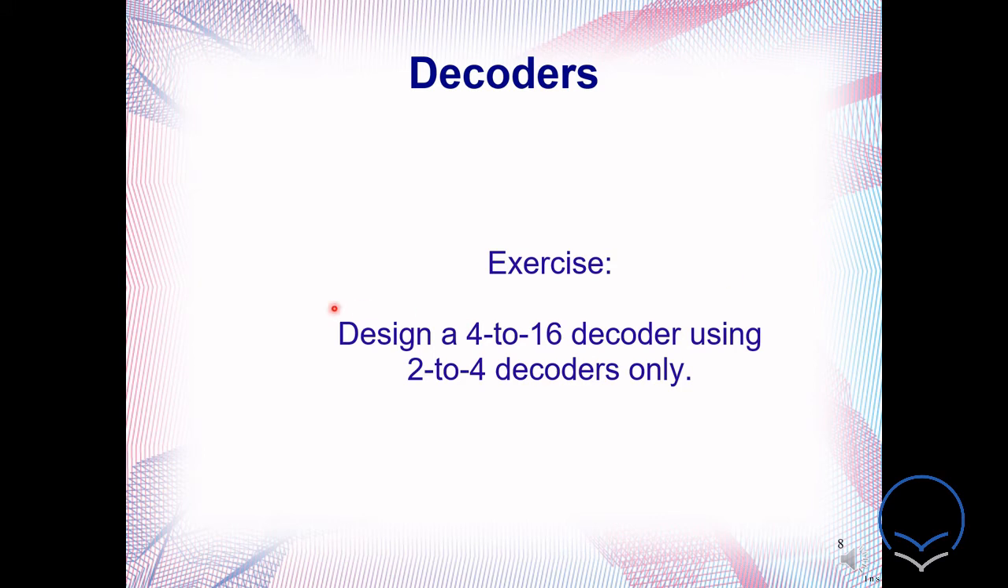So here you have a couple of exercises. All of these are your assignment. It says design a 4 to 16 decoder using 2 to 4 decoders. So you need to design a 4 to 16 decoder using 2 to 4 decoders. This is your assignment. Try to do it by yourself with the concepts we already discussed.